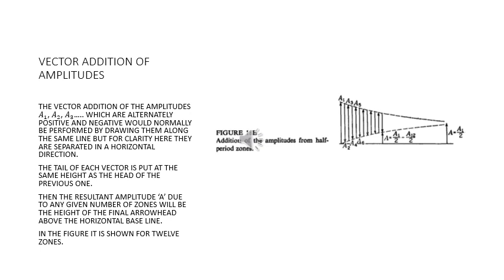We now carry out a vector addition of the amplitudes. These are going to be alternately positive and negative. And normally, we would draw them along the same line, but for clarity here, we are separating them in a horizontal direction. The tail of each vector is put at the same height as the head of the previous one. The resultant amplitude A due to any given number of zones will be the height of the final arrowhead above the horizontal base. And in the figure, it is shown for 12 zones.